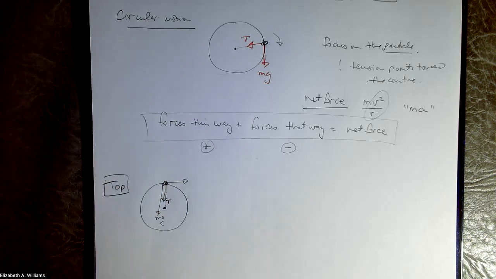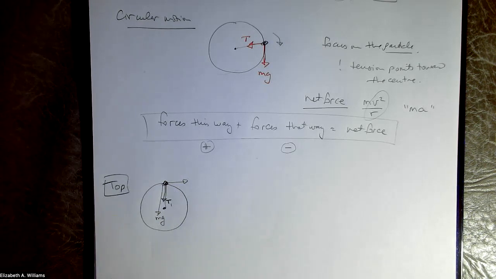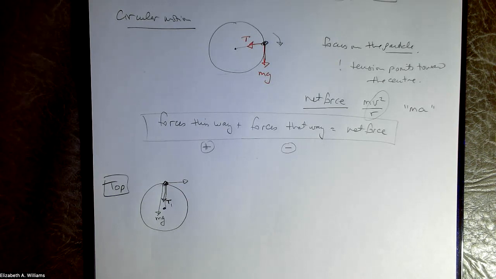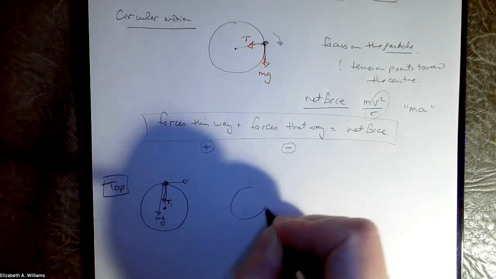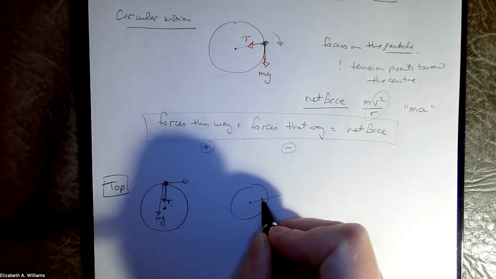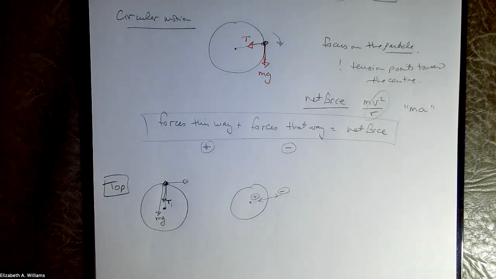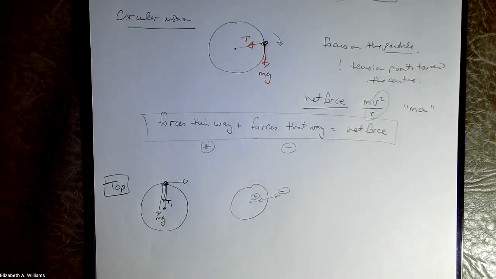Okay, you've got a particular tension, maybe tension one, tension at the top. Okay. And then you're going to have a net force. So maybe I will say, for positive and negative, I'll say this way is positive and this way is negative. It doesn't matter. Forces acting toward the center of the circle can be positive. That's kind of a nice way to do it.